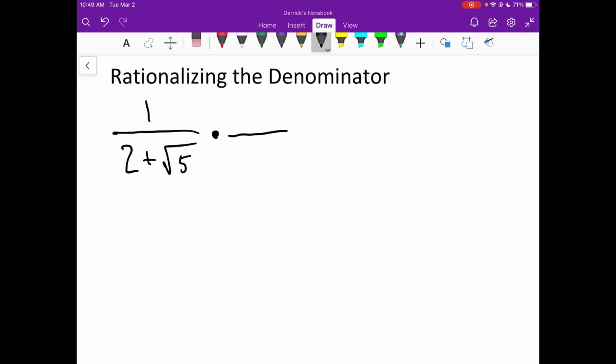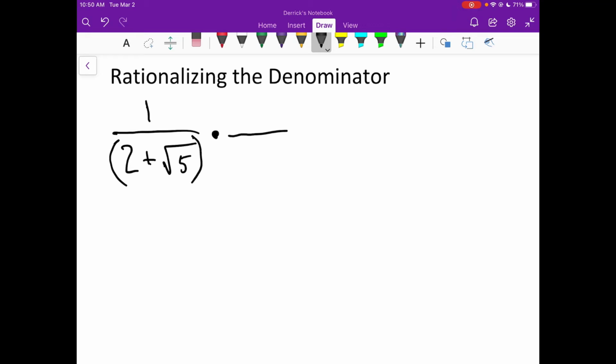Now the problem is it's not quite as simple as the first example. Because in the first example, we just multiplied whatever we had by itself, the square root of 2 times the square root of 2. Well, we can't multiply this one by just the square root of 5. And the reason for that is the 2 that's down there with it. Since this is 2 plus the square root of 5, this would be an expression.